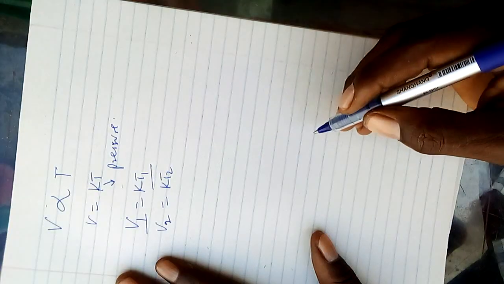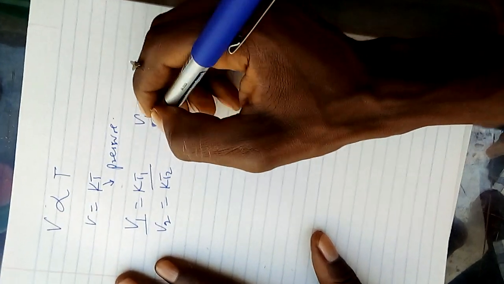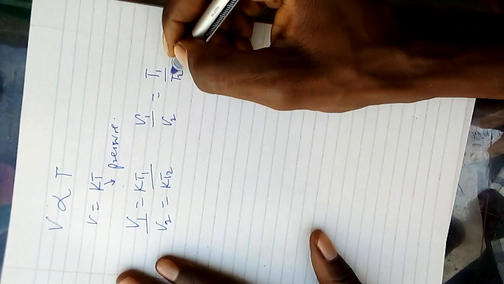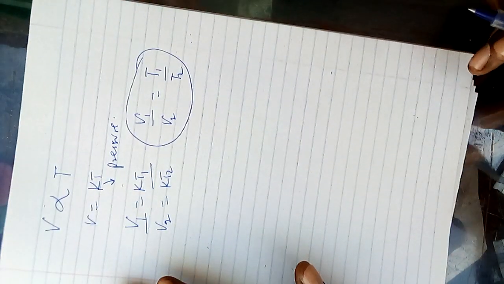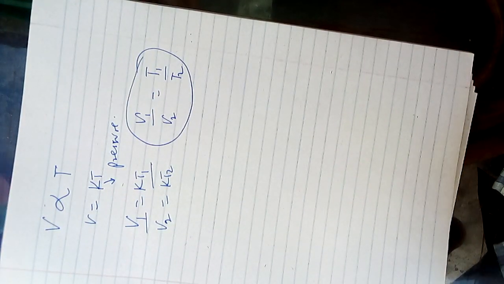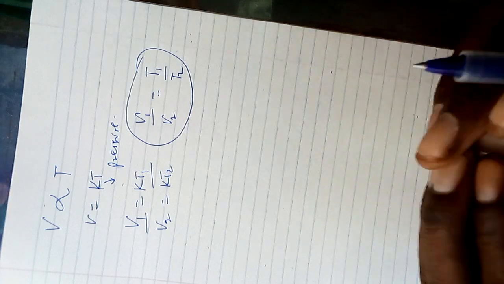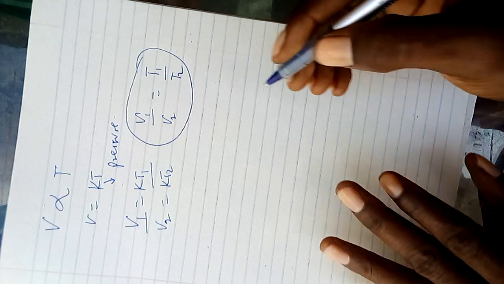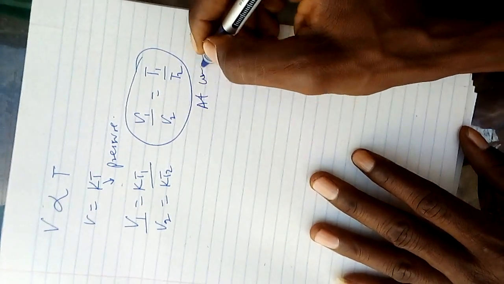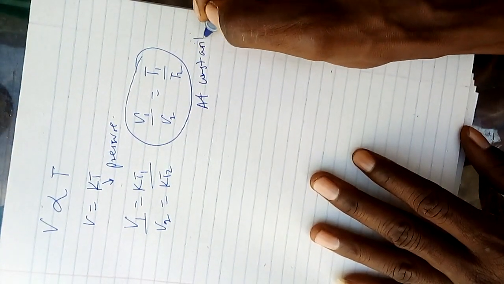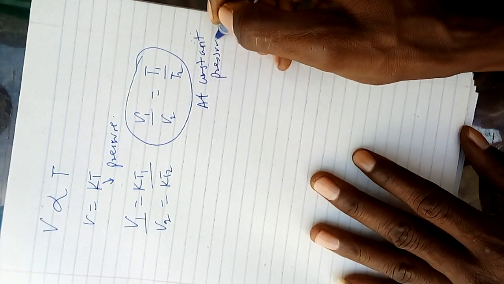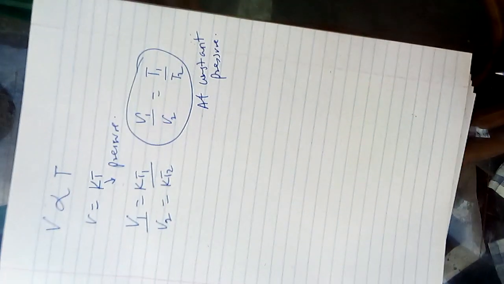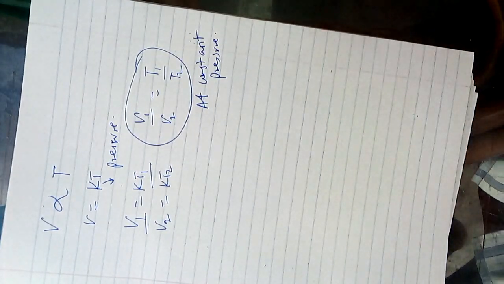Finding the ratio of these two equations, you just have V1 over V2 is equal to T1 over T2. This is an equation that can be used to determine the new temperature or the new volume that we obtain after we have changed the temperature. It is possible only at constant pressure. If the pressure is really constant, this formula can be used.